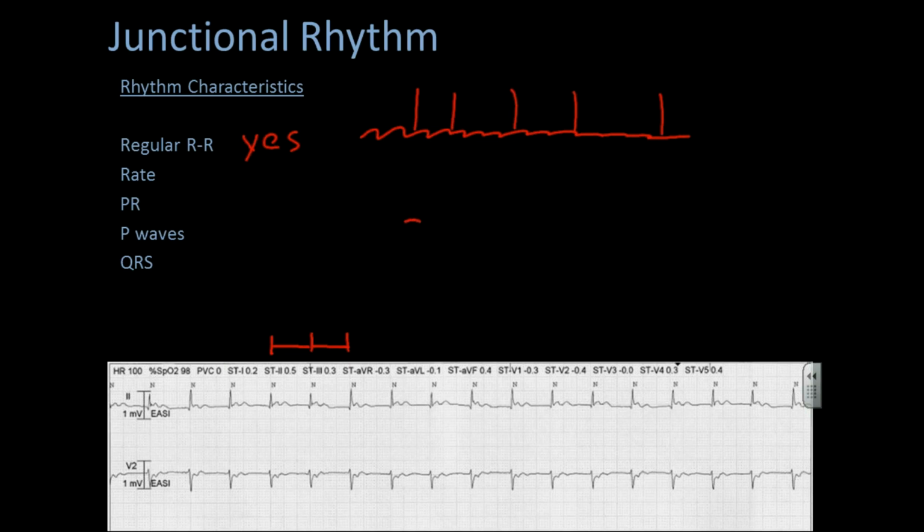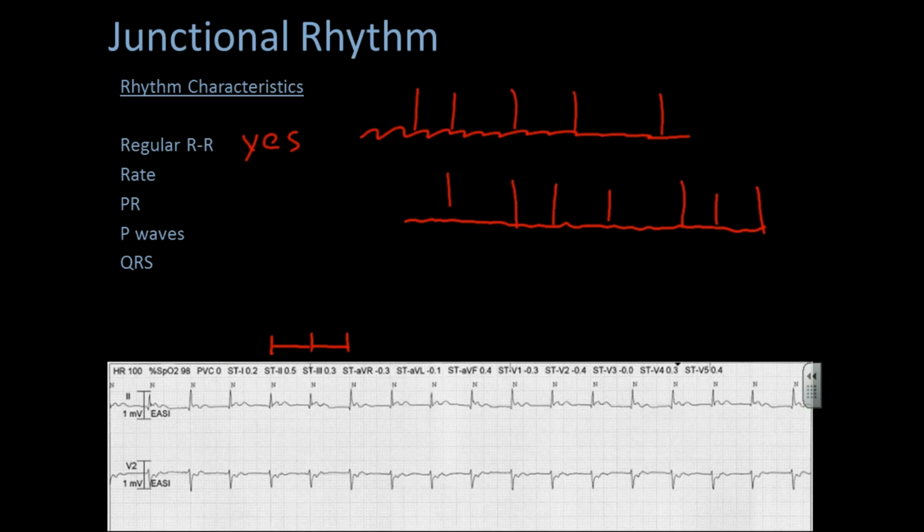But when you have fine AFib, there's just a little ripple to it. Identifying the difference between fine AFib and junctional rhythm can be a struggle for people just learning about heart rhythms. But AFib is very irregular. The R to Rs are very irregular.